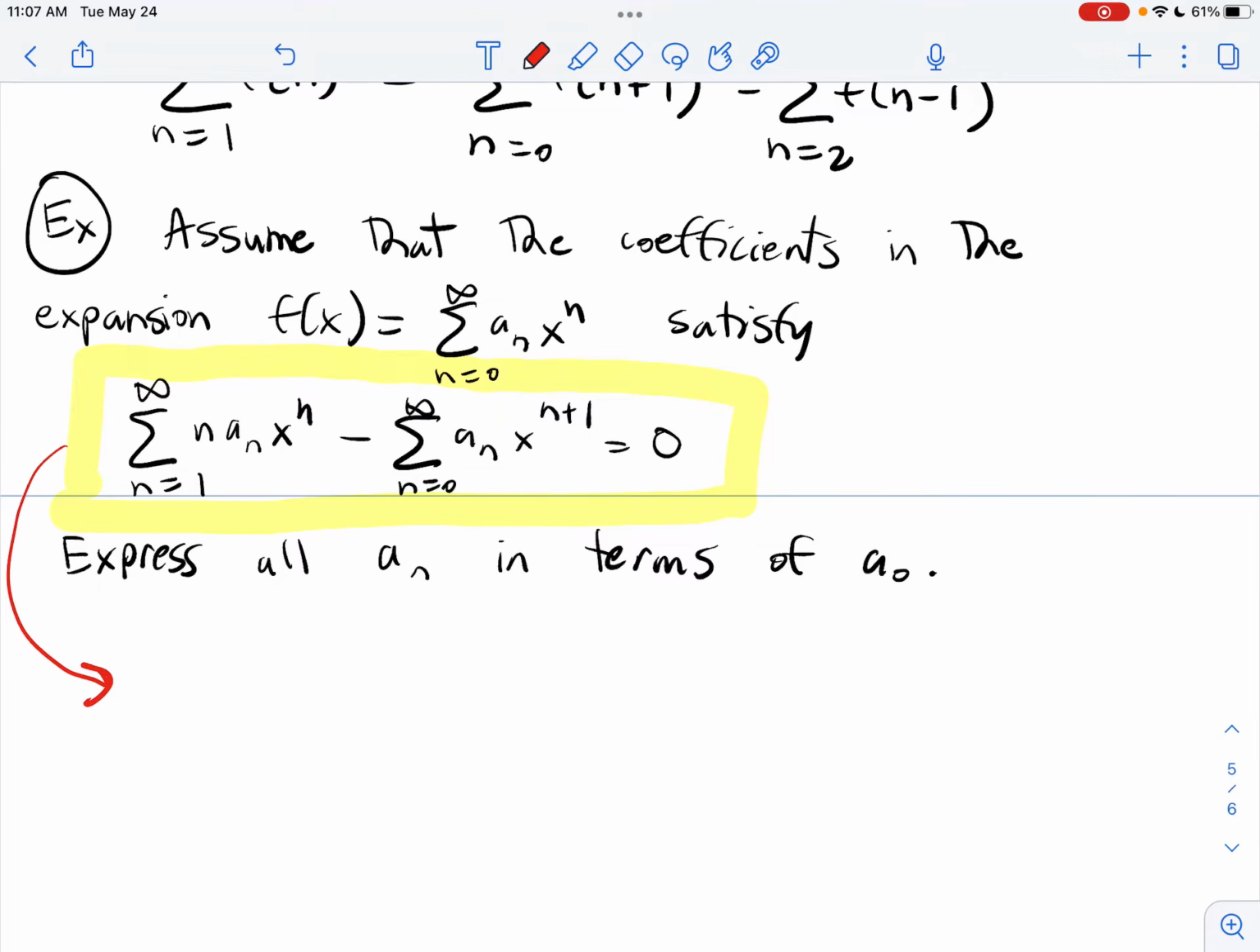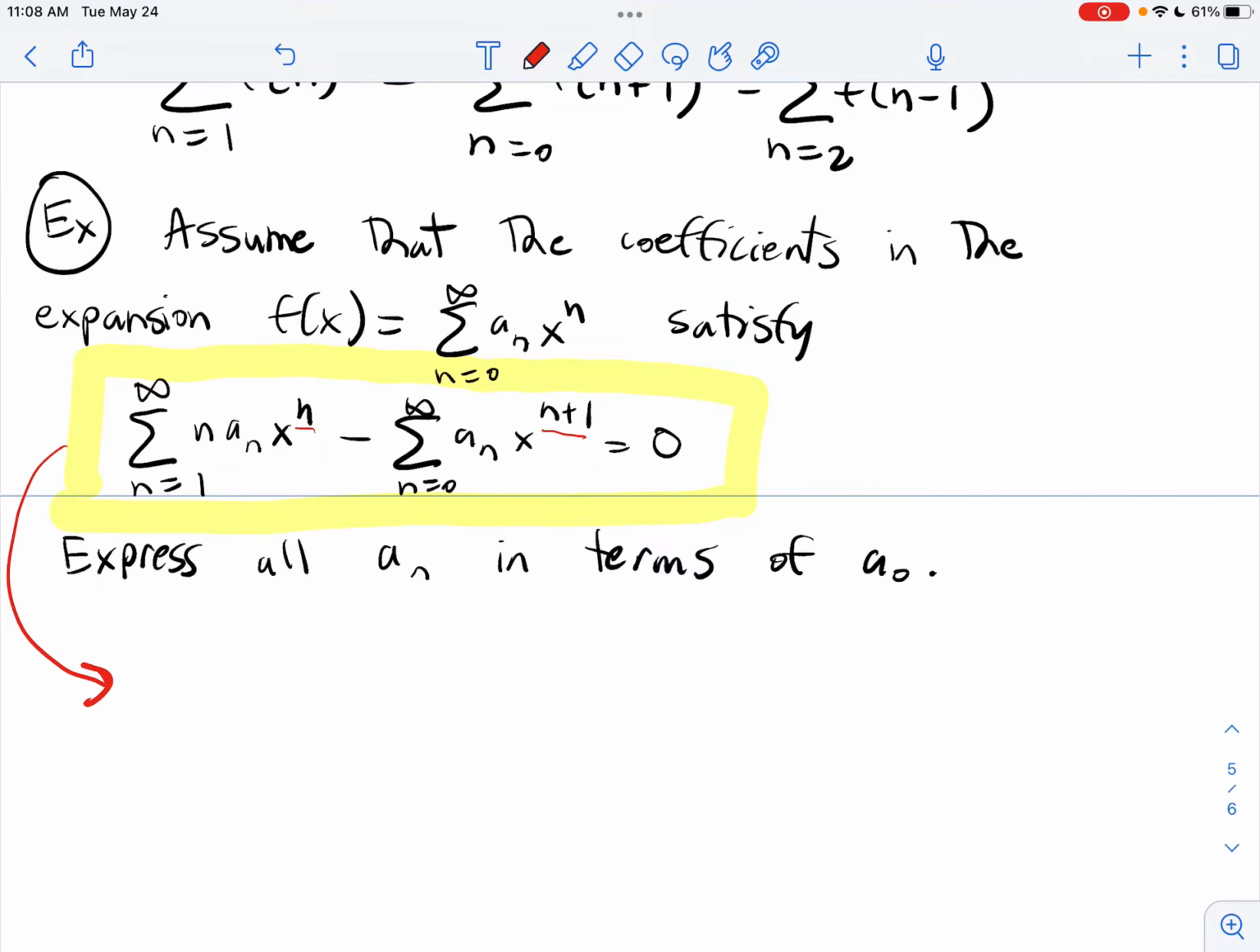We need to take this guy and figure out a way to write that as a single series. Now, what's the problem that we notice? The problem is that the one on the right is x to the n plus 1, but the one over here is x to the n. We can't combine the two series yet because we would like for the powers to match. So how can we do that? We can accomplish this by re-indexing.